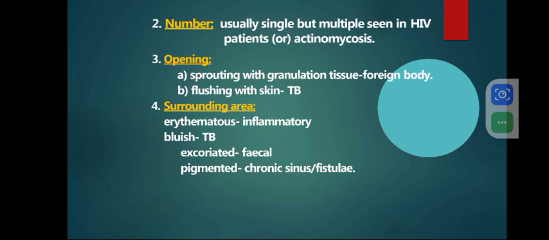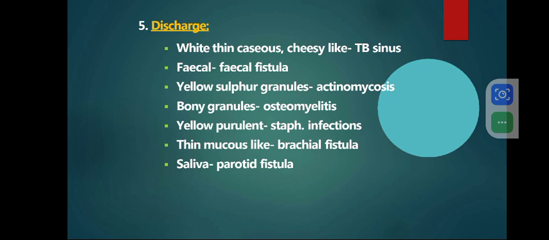Number: usually single, but multiple seen in HIV patients or actinomycosis. Opening: sprouting with granulation tissue suggests foreign body, flush with skin suggests TB. Surrounding area: erythematous in inflammatory, bluish in TB, excoriated in fecal, pigmented in chronic sinus or fistulae. Discharge: white, thin, caseous, cheesy like TB sinus; facial fistula, yellow sulfur granules, actinomyces; brownish granules, osteomyelitis; yellow purulent, staph infections; thin mucus-like, branchial fistula.